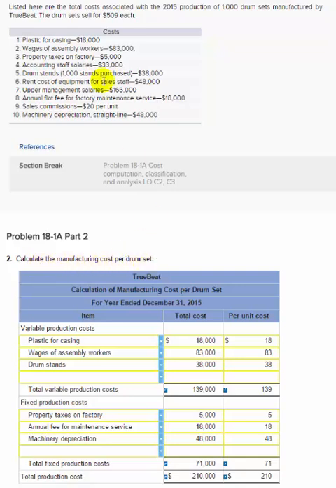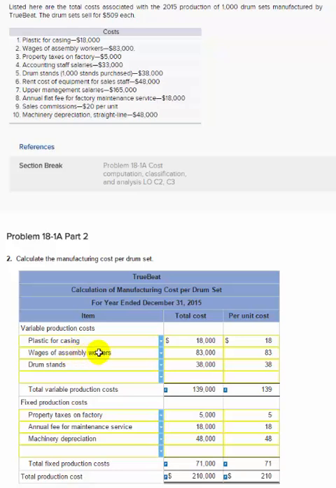So let's do that. The plastic for casing, $18,000, is a variable cost. It goes under the variable production cost section of this calculation for manufacturing cost per drum set. So $18,000 there, and if you divide it by 1,000, you'll get $18 per plastic casing.